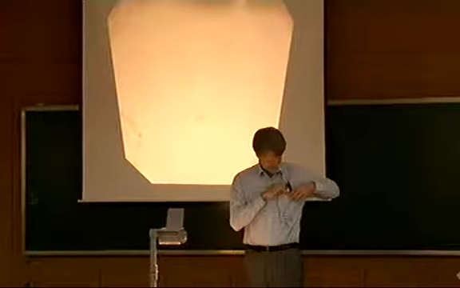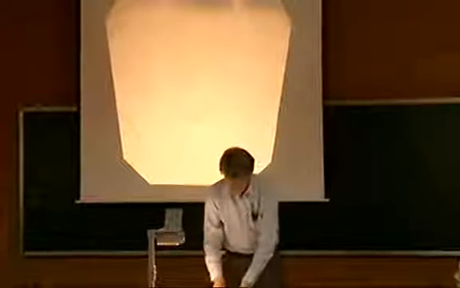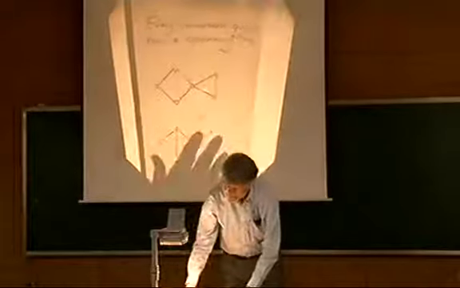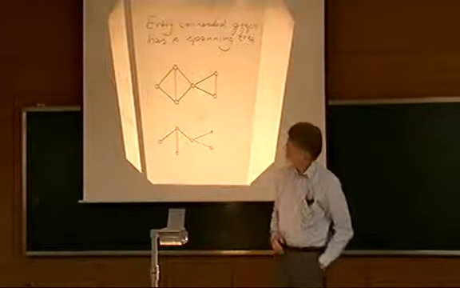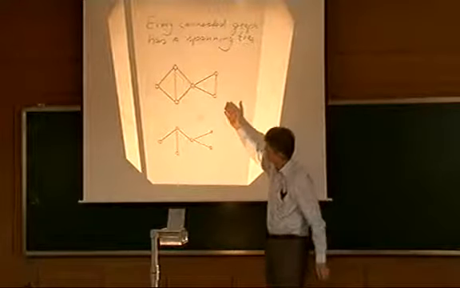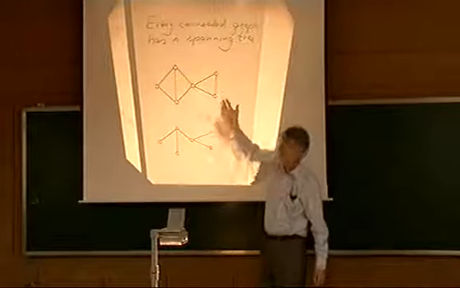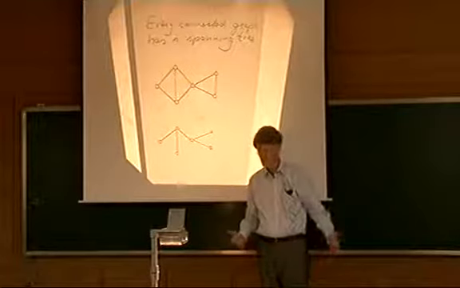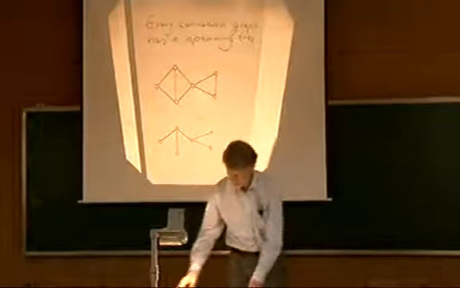Spanning trees. This is a fundamental result in graph theory. If you have a connected graph, then it has a spanning tree. Here is a graph, and here you can see a subgraph, which is a tree, and it contains all the vertices, a spanning tree.